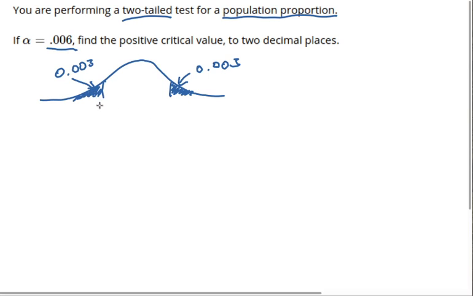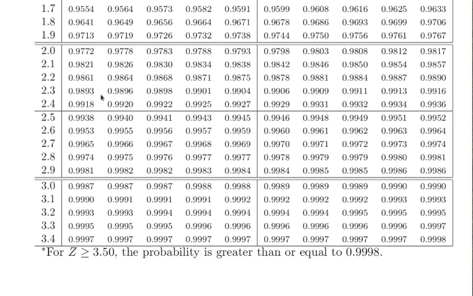Now I can look up this z-score, and I'll do it in 2 ways. I'm going to use the normal distribution table and a spreadsheet, and then I'll get this z-score. Now the one on the left should be negative and the one on the right should be positive. If we don't get that, then we know we've done something wrong. So let's look up 0.003 as a probability on the normal distribution table.